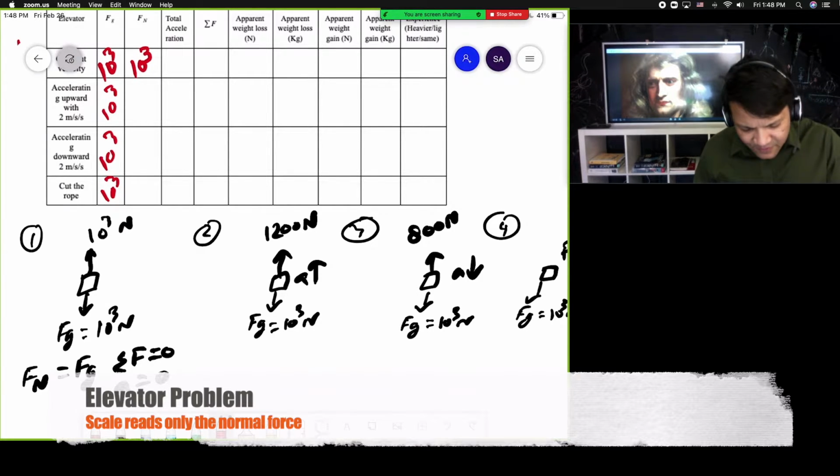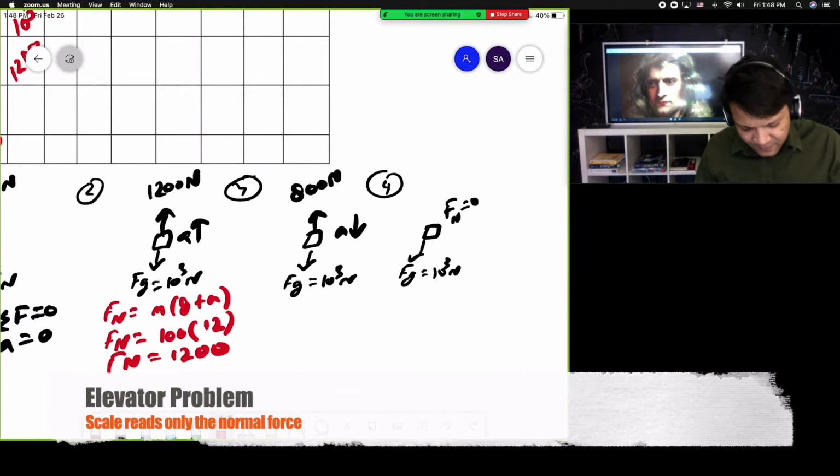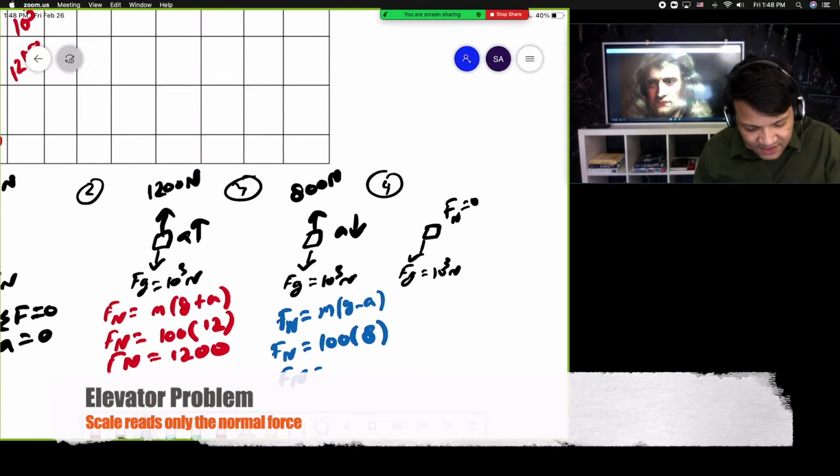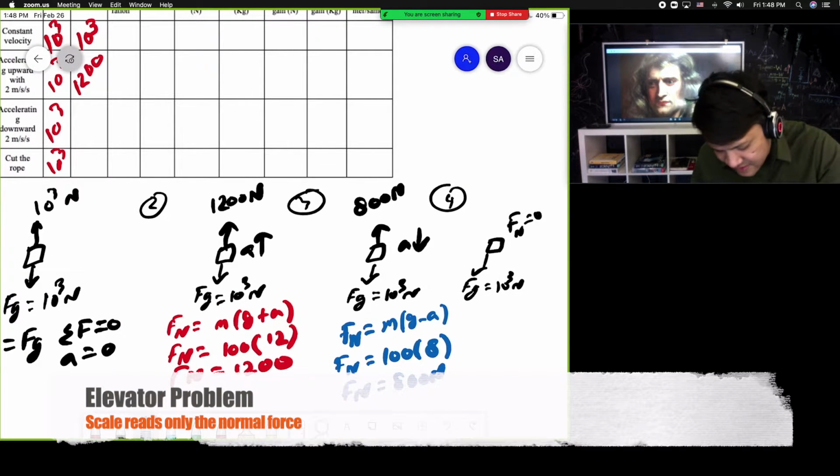For this one, Fn is equal to m times (g plus a). So Fn is going to be 100 times 12, so Fn is going to be 1200. I'm going to write 1200. For this one, Fn is equal to m times (g minus a). m is 100, g minus a is 8, so Fn is going to be 800 Newton. Let's write that down, 800 Newton.